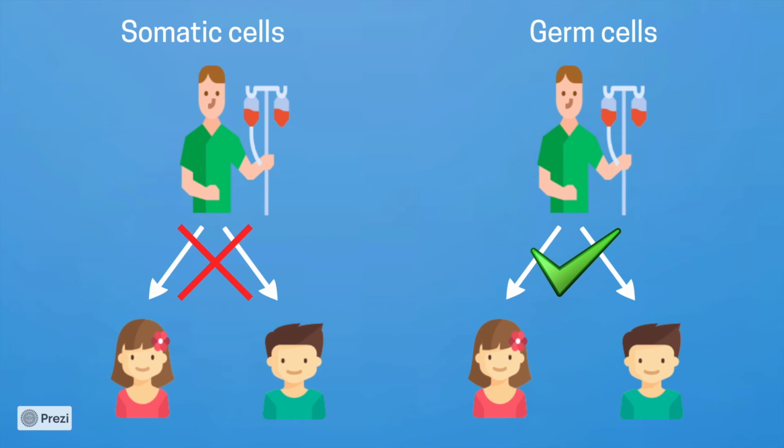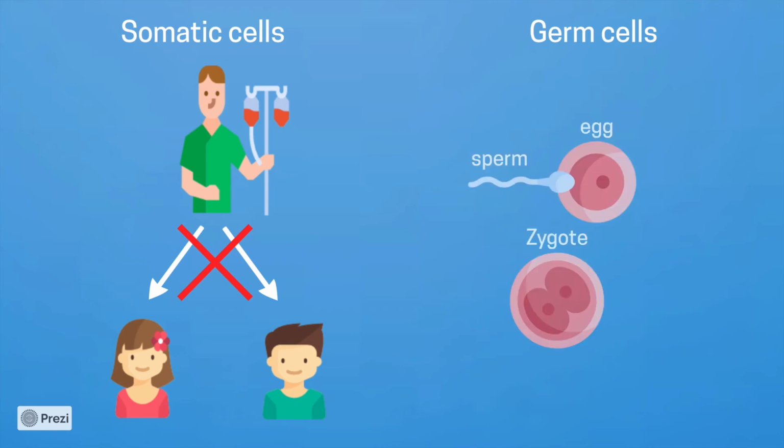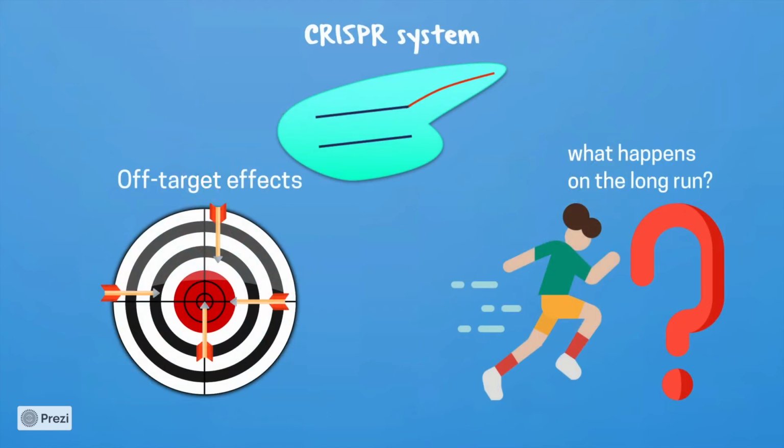Changes in germline cells, however, do get passed on to the next generation, because if you remember, all cells in your body derive from the union of your parents' egg and sperm. Thus, any changes in those cells will be passed on to the individual and their children too. Since CRISPR editing still has some off-target effects and potential side effects in the long run are still unknown, germ cells are not edited at this time.